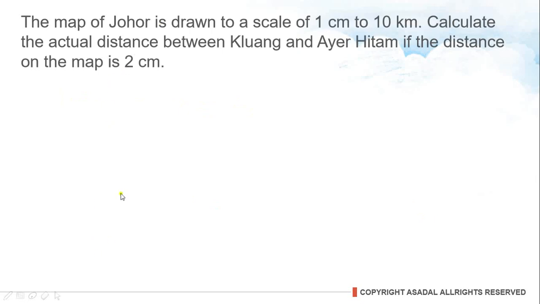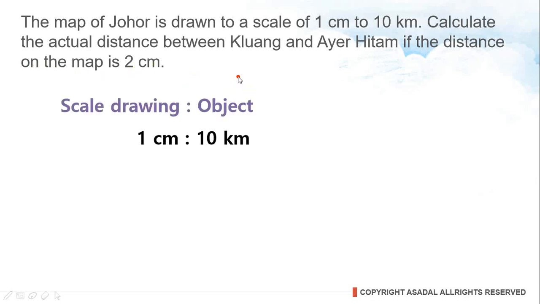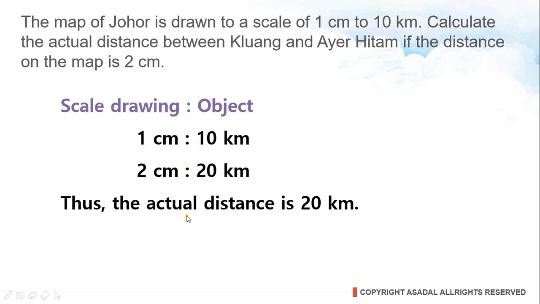Let's see another example. The map of Johor is drawn on a scale of 1 cm to 10 kilometers. Calculate the actual distance between Klang and Air Hitam if the distance on the map is 2 cm. So the scale is 1 cm to 10 km. So 2 cm becomes 20 km. Thus, the actual distance is 20 km.